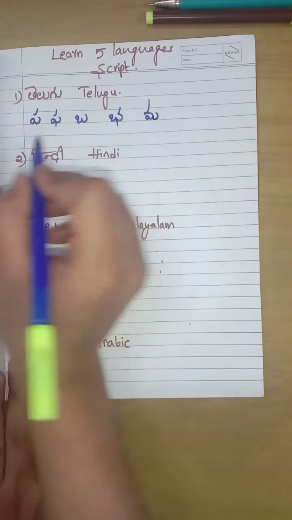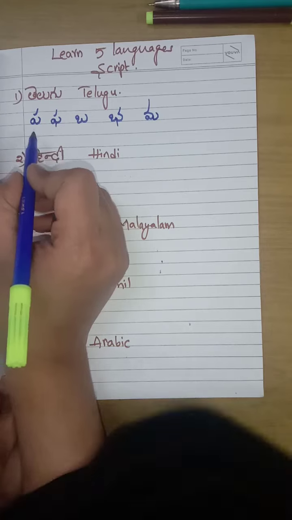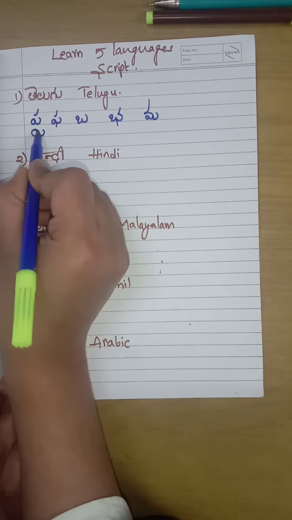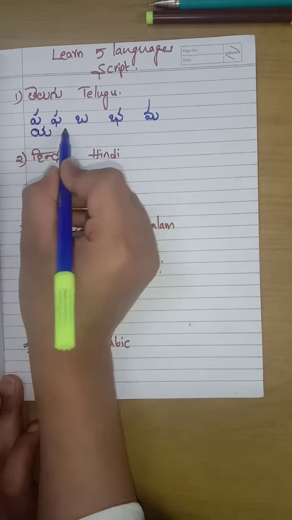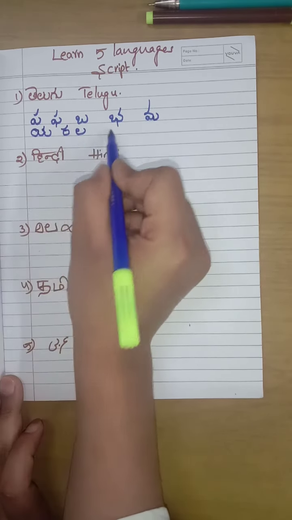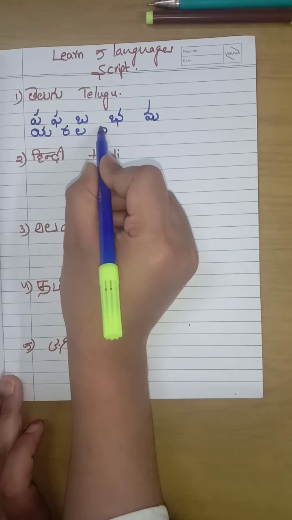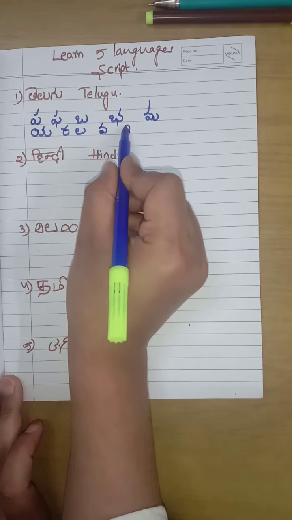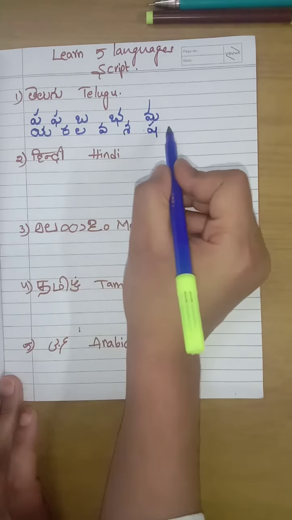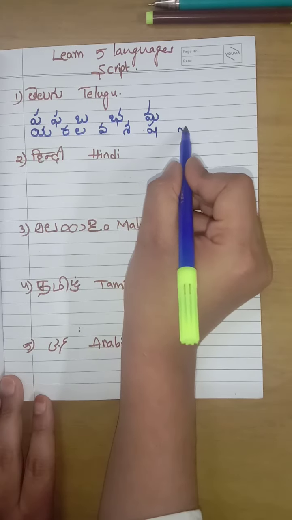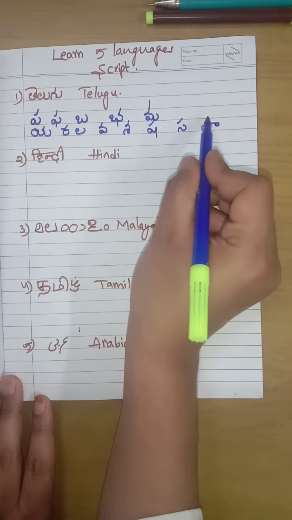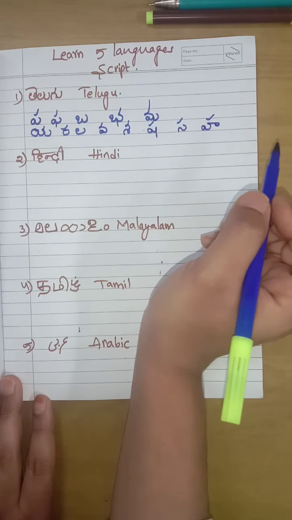And next, second line, first letter is Ya. Ma and Ya both look similar, but the round of Ma is small when compared to the round of Ya. And next is Ra, next is La, and next letter is Va, next is Sha, Sha, Sha, and the last but one is Sa, and the last letter is Ha.